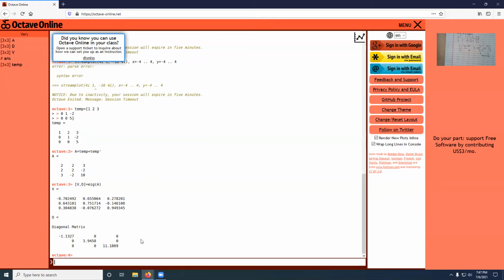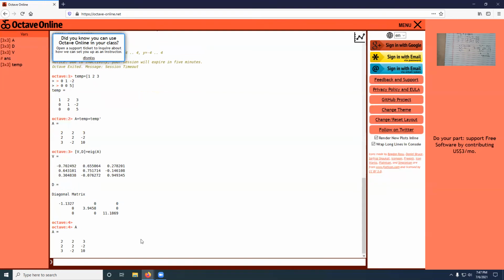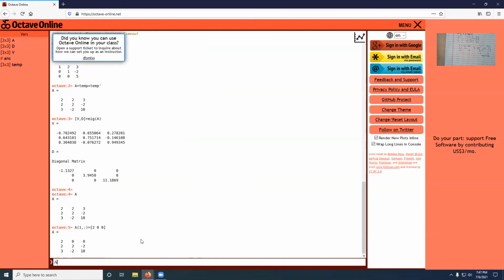So let me modify my A. What did I have here? Let's do this. A, first row, all columns. I'm going to change the first row is what I'm doing. Make this 2, 0, 0, just like something in the homework. And then I'm going to make first column, all rows, equal to, well, it's just the transpose of the first row.